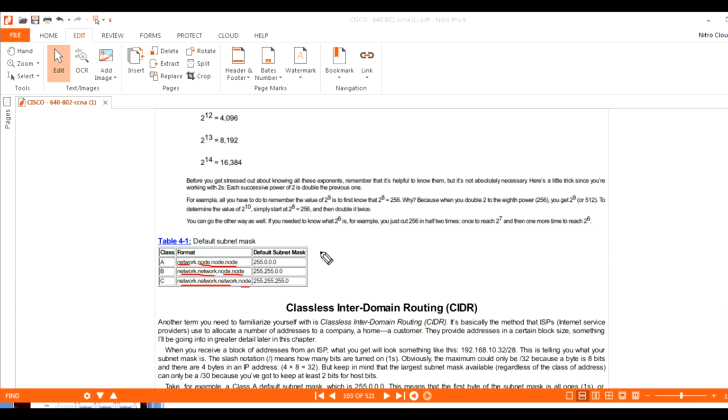But somehow you have to convey this to the computer. How to convey this? For that I use a default mask. In the default mask, 255.0.0.0, 255 means all ones, and all ones indicate the network portion. Here also 255.255, all ones, indicate the network portion. Here 255.255.255 indicates the network portion. This is called the default mask.